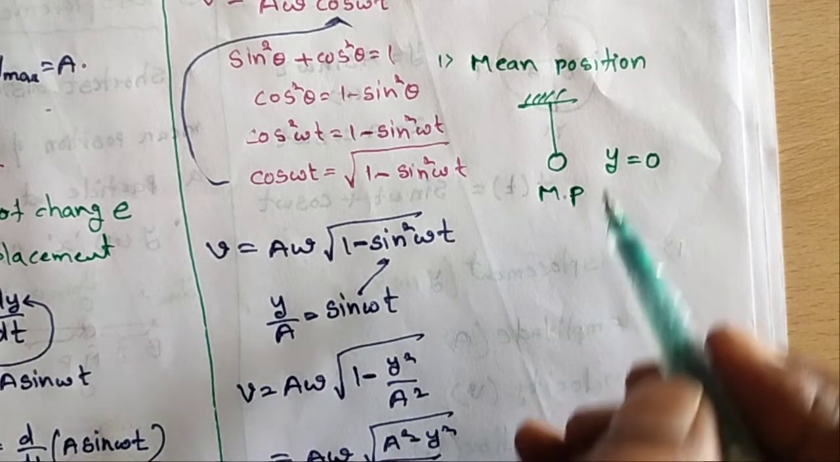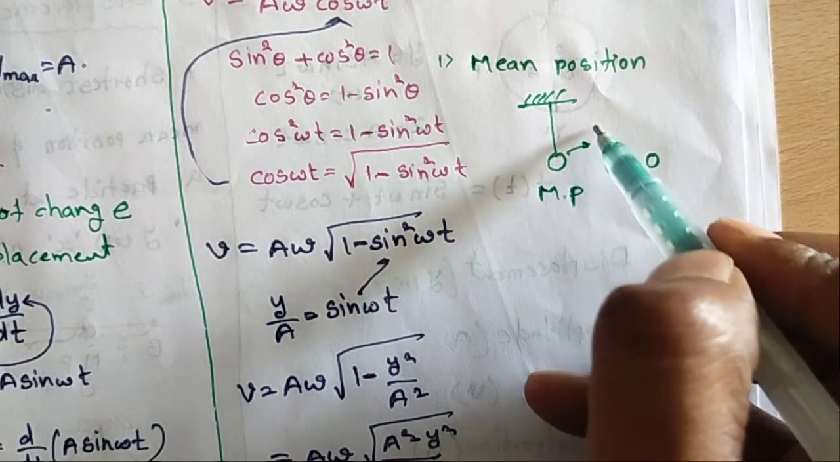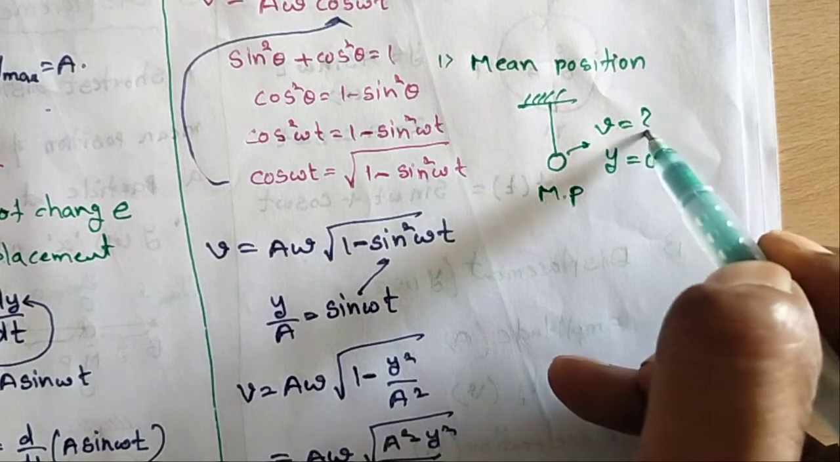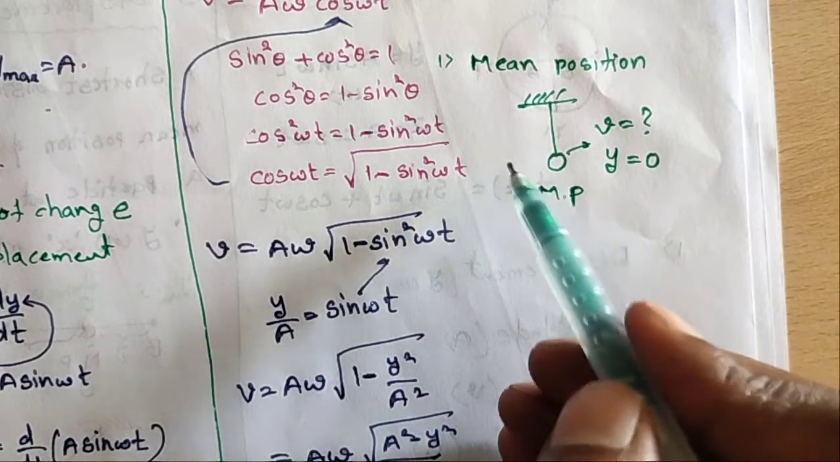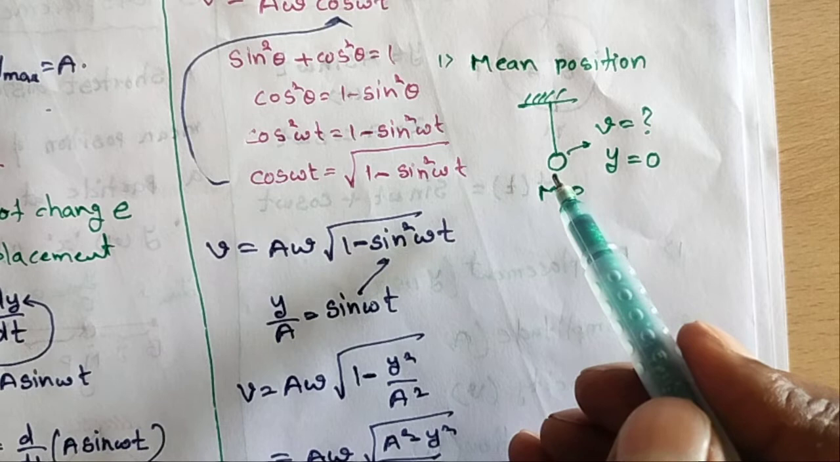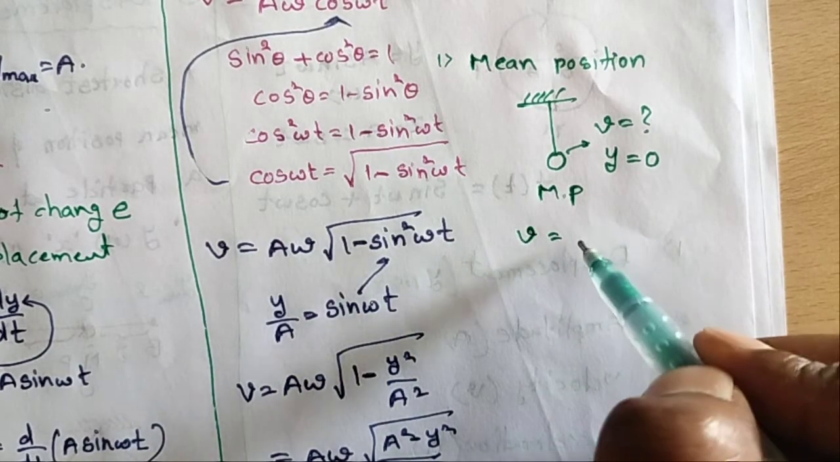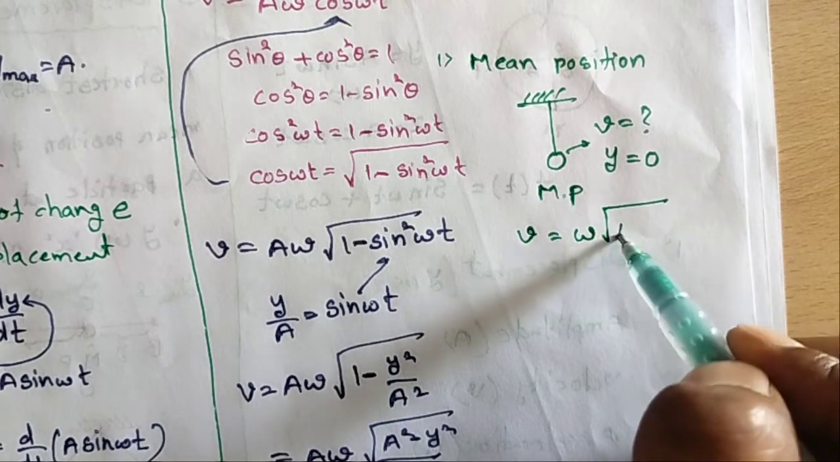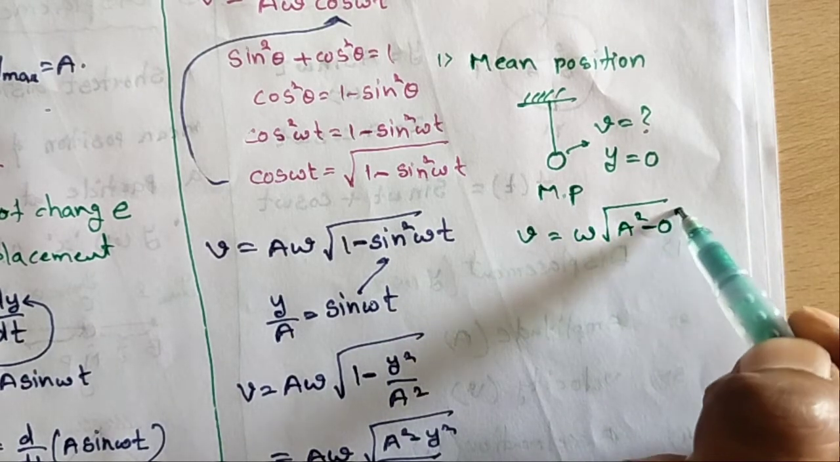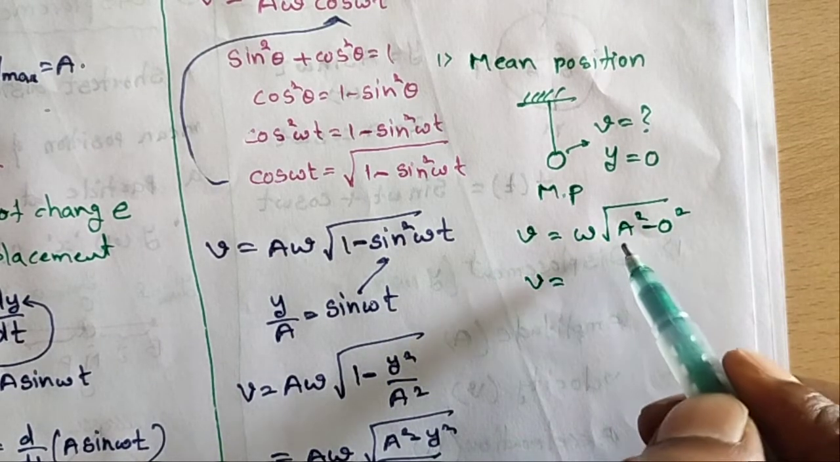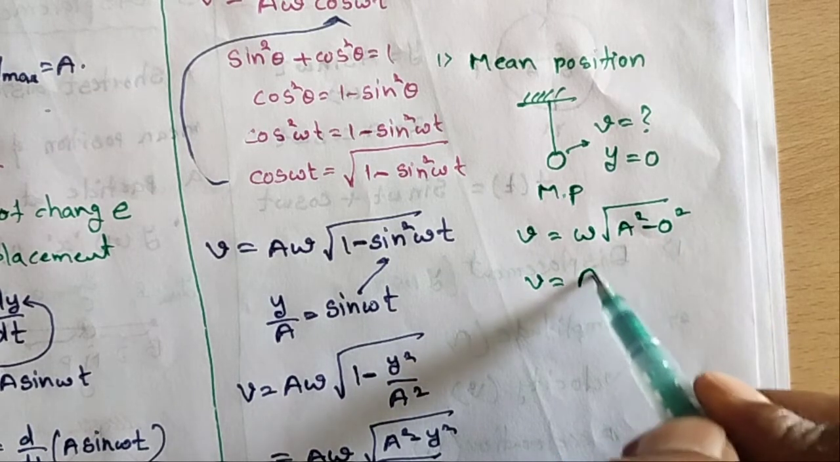Okay, so therefore what is the velocity here? What is our question? What is the velocity at this one? Okay, the particle is at maximum amplitude a. I am taking the maximum amplitude a. So here v is equal to omega under root of a square minus 0 square. So v is equal to omega root a square, which is a into omega.